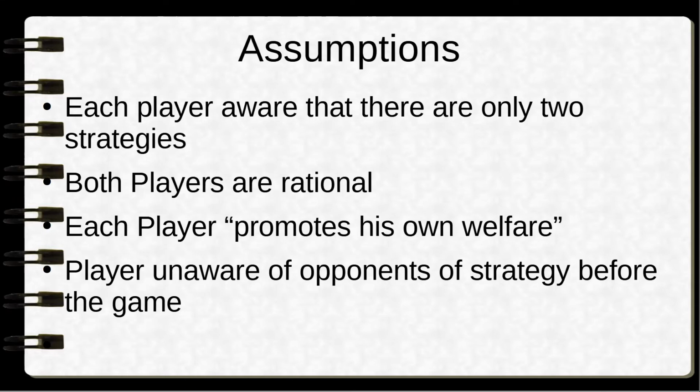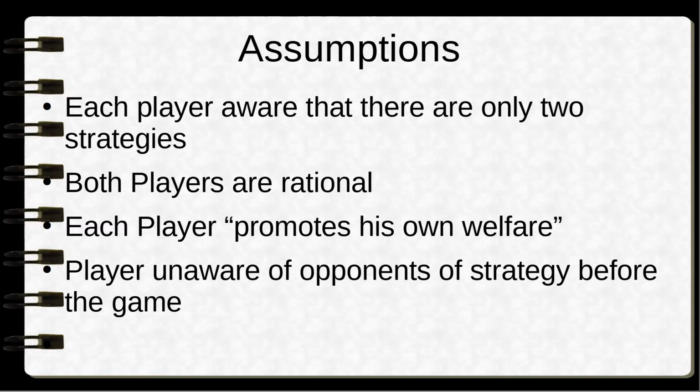Now what are the assumptions here? The assumptions are that each player is aware that there are only two strategies. Both players are rational. Each player promotes his own welfare. That is, there is no consideration for any other player. He promotes his own welfare and he has no remorse in defeating the other player. He is only concerned about himself. And the player is unaware of the opponent's strategy before the game.